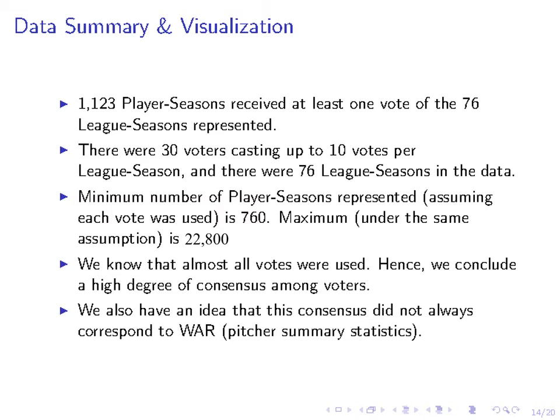The maximum is 22,800. We know that almost all votes were used, so almost all ballots were completely specified. Hence, we conclude a high degree of consensus among voters. So we're a lot closer to the minimum number of player seasons represented than to the maximum. We also have an idea that this consensus did not always correspond to WAR, and we can verify this through pitcher summary statistics.